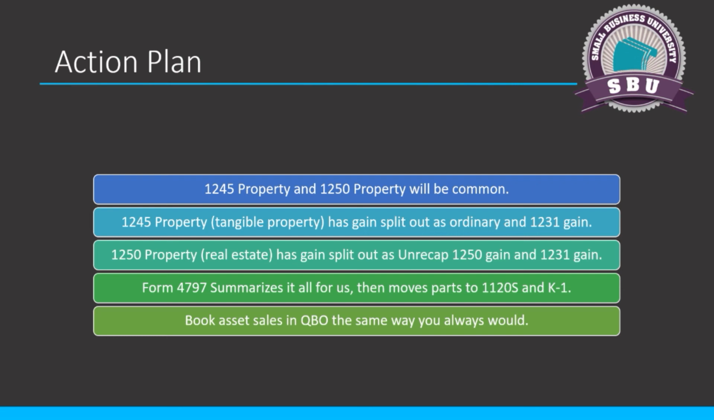1245 property, remember, is the tangible personal property, and if there's a gain, it is split out between ordinary and 1231 gain. 1250 property, which is real estate, has gain split out as unrecaptured 1250 gain and 1231 gain. Form 4797 summarizes it all for us, and then moves parts of it to the 1120S and to the K-1. Finally, I showed you how to book the asset sales, and you can use that journal entry as a template for how to do that, and you should be fine.